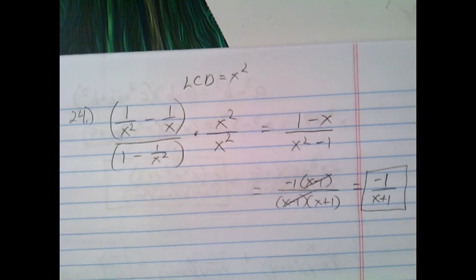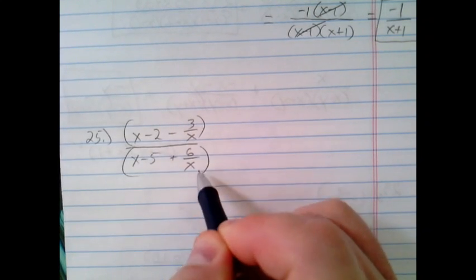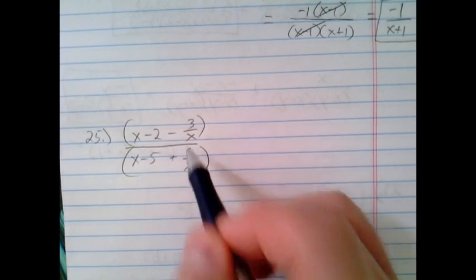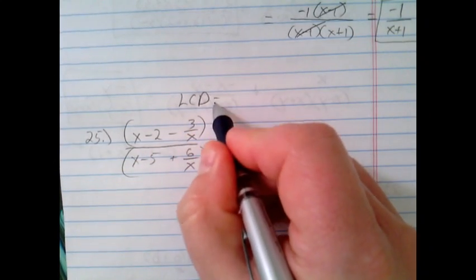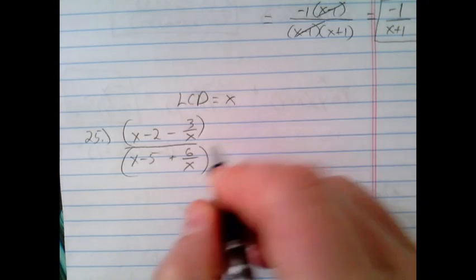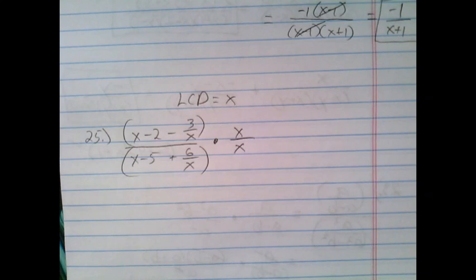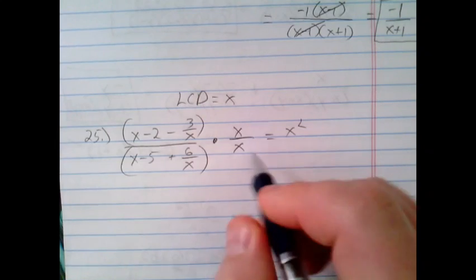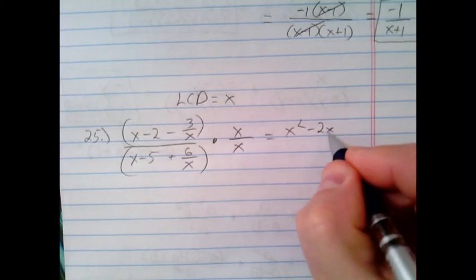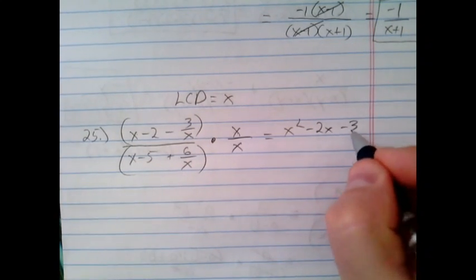Alright, let's move on to 25. So again, it's a complex fraction because I've got this larger fraction, but also within it there are these smaller fractions. Now here, both denominators are x, so my LCD is just x. So I'm going to multiply through top and bottom of the larger fraction by x. So x times x is x squared. x times minus 2 is minus 2x. x times minus 3 over x, the x's cancel, and I get minus 3.